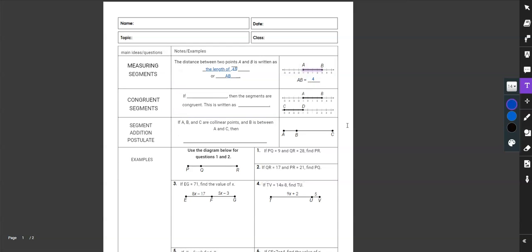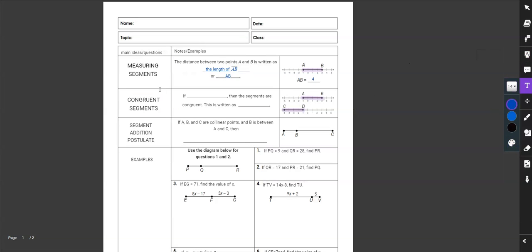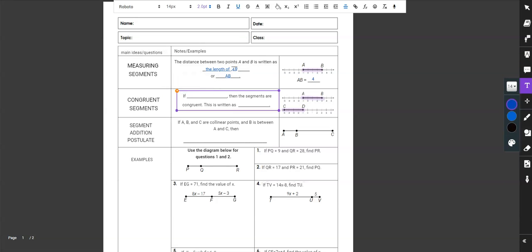Moving on to congruent segments. We can see here in the picture, we have segment AB, which is still 4 units long because we count 1, 2, 3, 4. And then we have segment CD, which is also 4 units long, 1, 2, 3, 4. So what we're going to say here is that the length of segment AB is equal to the length of segment CD. Then the segments are congruent.